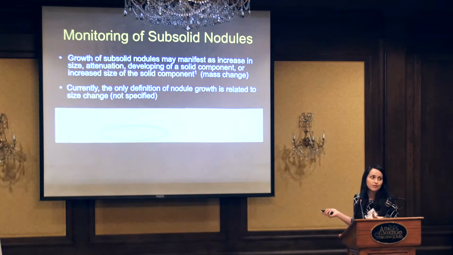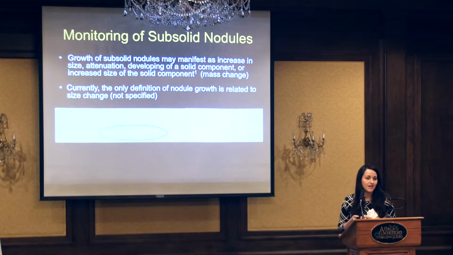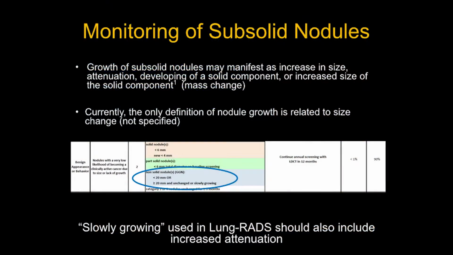The only definition of Lung-RADS growth that we have right now is a 1.5 millimeter change in size. It doesn't really tell you if it's solid or ground glass or not. So this is something that you should always remember: changes in density are growth in a subsolid nodule.